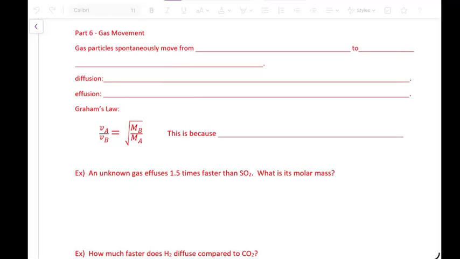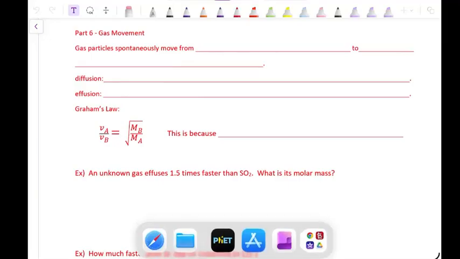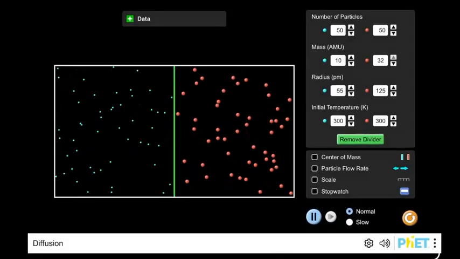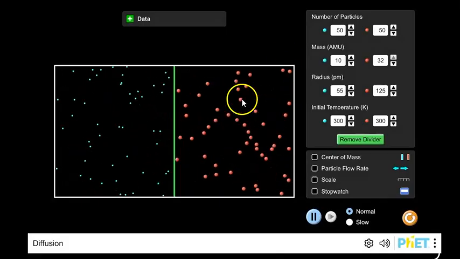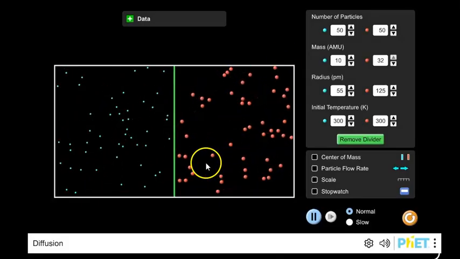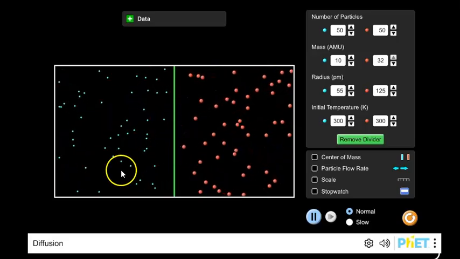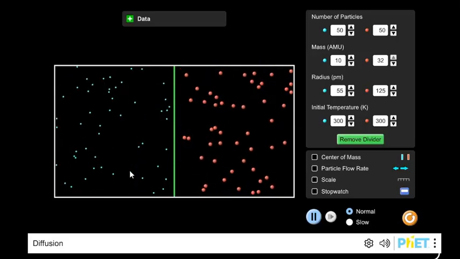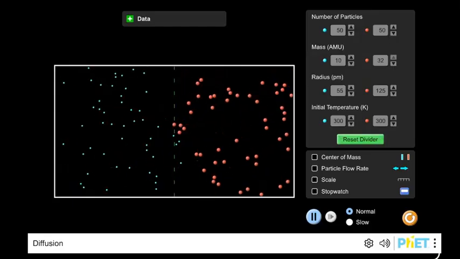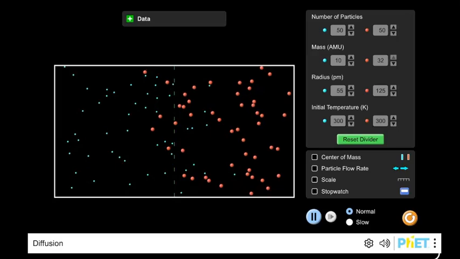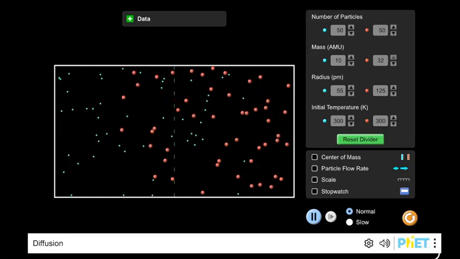Okay, so today we're going to start talking about gas movement. How do gas particles move? Well, they spontaneously, meaning on their own, have a tendency to move in a particular direction. If we look at a model here, if I have an area of high concentration of this red gas and an area of high concentration of this blue gas, and I take away the divider between them, what are they going to do? They're going to naturally mix with each other.